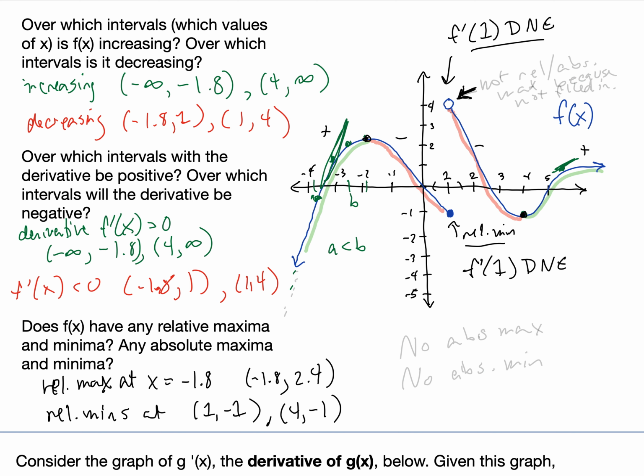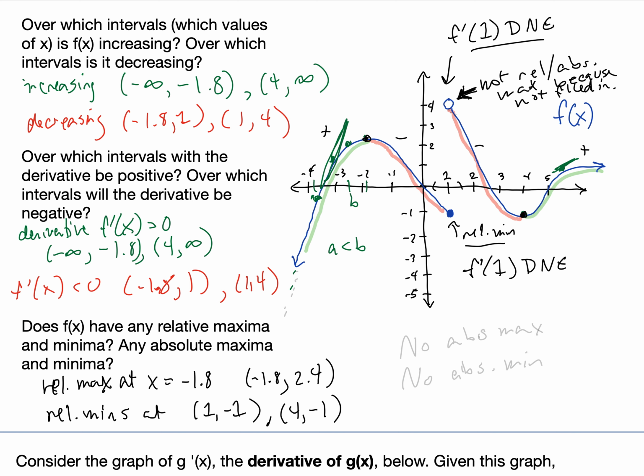All right, one last comment is that this is not a relative or absolute max because this is not filled in. So the function is not defined at (1, 4). This is an open circle at that point.